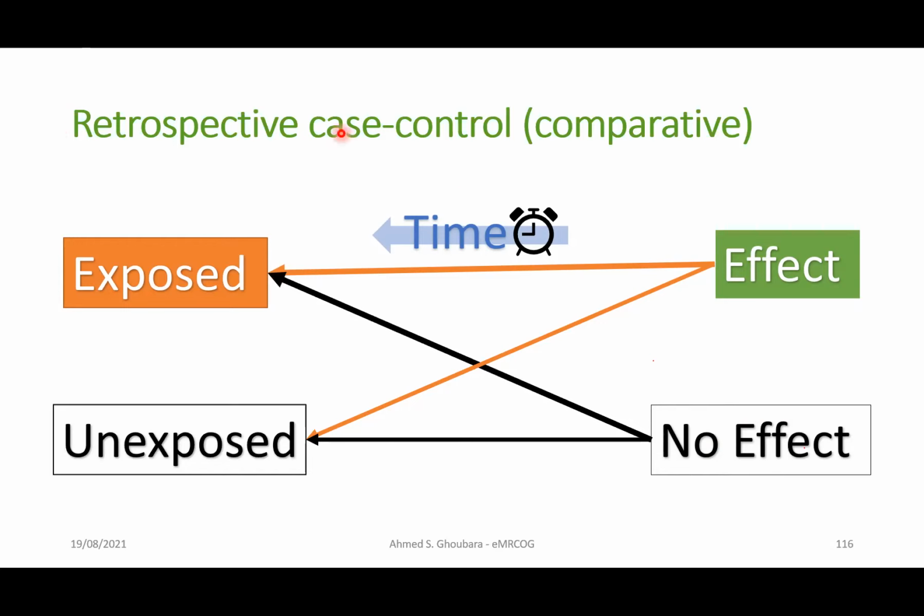Case control. Case means disease, the patients. Control means no disease, no patients. Case control, a retrospective comparative study. So the main difference between prospective cohort and retrospective case control is the point of the beginning. In a prospective cohort study, you begin with exposure and non-exposure. In retrospective, you start with the final result, effect and no effect.